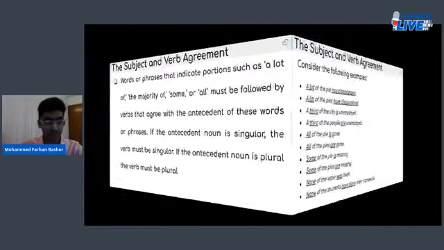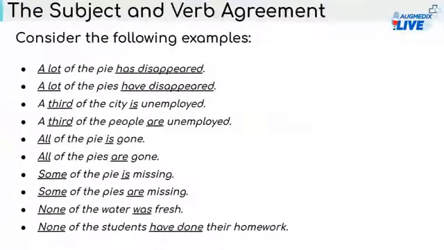Take a look at these examples here. What do we have here? A lot of the pie has disappeared. A lot of the pies have disappeared. A third of the city is unemployed. A third of the people are unemployed. All of the pie is gone. All of the pies are gone. Some of the pie is missing. Some of the pies are missing. None of the water was fresh. None of the students have done their homework.